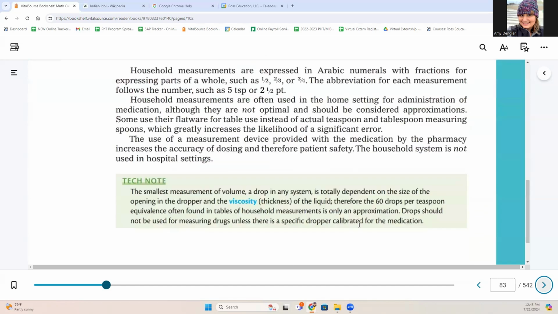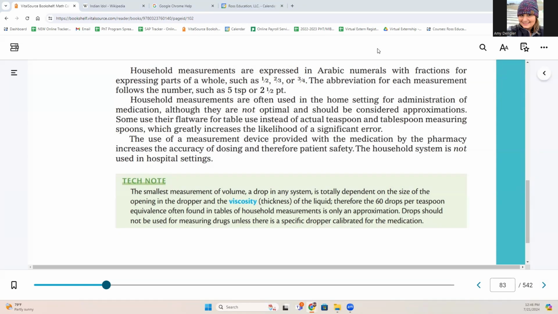Household measurements are expressed in Arabic numerals with fractions for expressing parts of a whole number, such as 1/2, 2/3, or 3/4. The abbreviation for each measurement follows a number, such as 5 teaspoons or 2.5 pints. So in the household system, if we didn't get a whole number, we would express that as a fraction. So 2.5 would be written as 2 1/2, 2 2/3, 2 3/4. And if it's a whole number, we would obviously write it as a whole number, and the abbreviation for each measurement, which I call units from being a chemistry major, you would put that after the number.